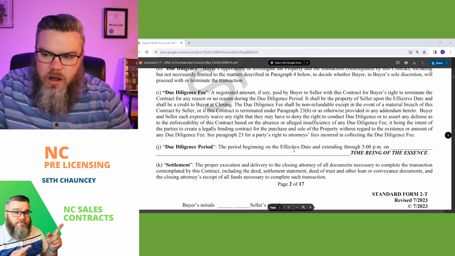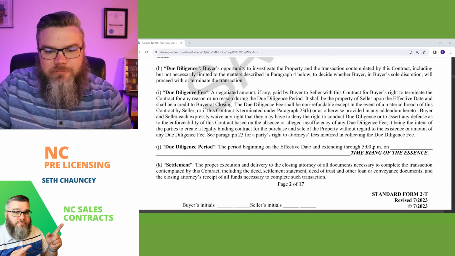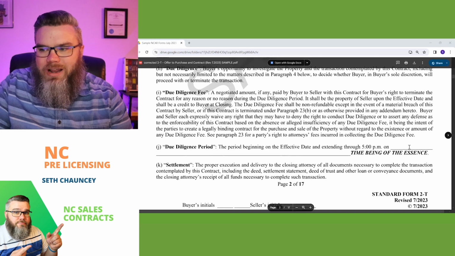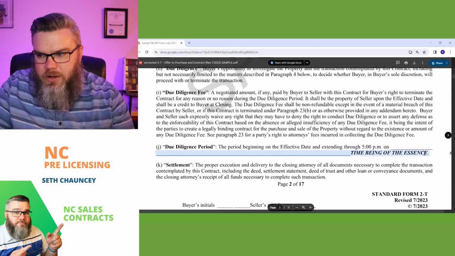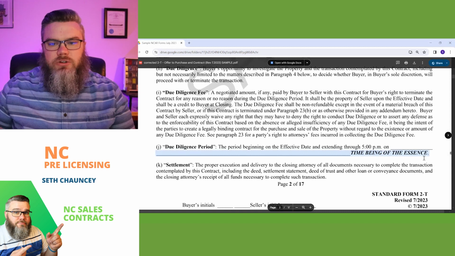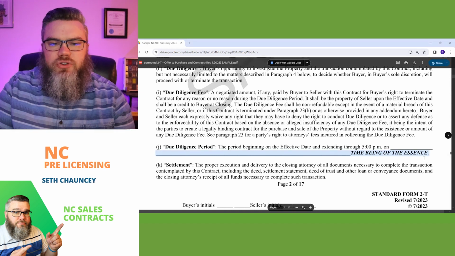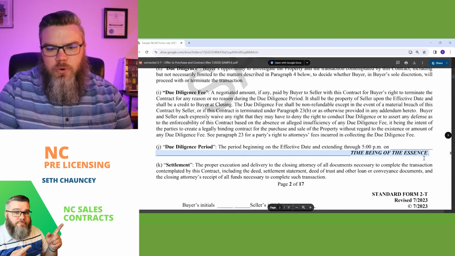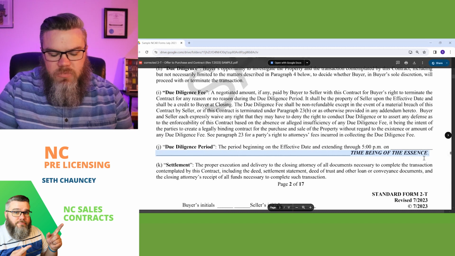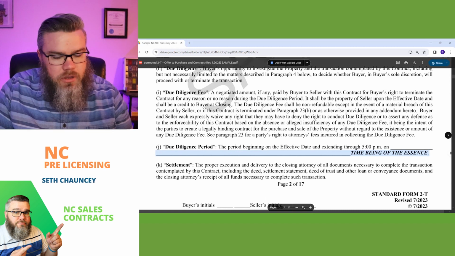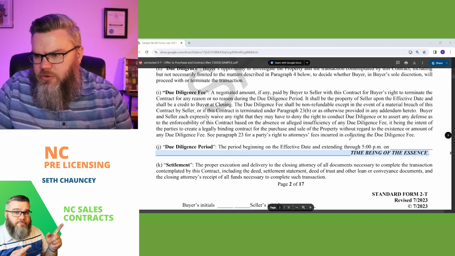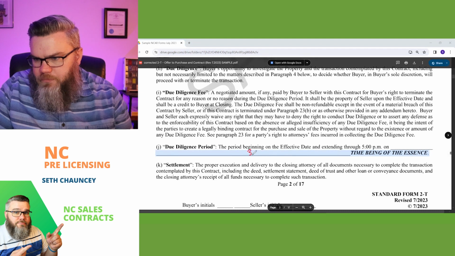The period beginning on the effective date and extending through 5 p.m. on whatever date. Now, folks, we talked about this last week. Time is of the essence, or time being of the essence. That means there is no wiggle room. So here's what that means. If you are a buyer, and let's say that we put in here, today, tomorrow's date, okay? Let's say we put March 5th of 24. It's tomorrow.